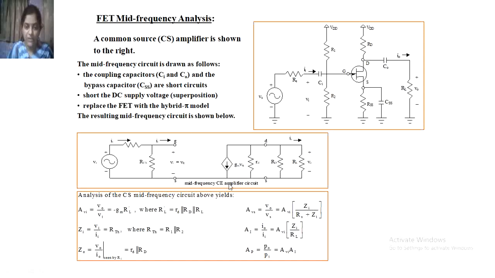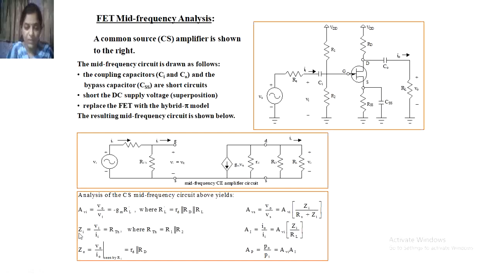The mid-frequency common source circuit is exactly the same as the common emitter amplifier circuit. Now the analysis of the common source mid-frequency circuit is given. For this circuitry, the voltage gain, Vout divided by Vin, is just as we have seen, minus gm into RL, where RL is the parallel combination of rd, capital RD and RL.